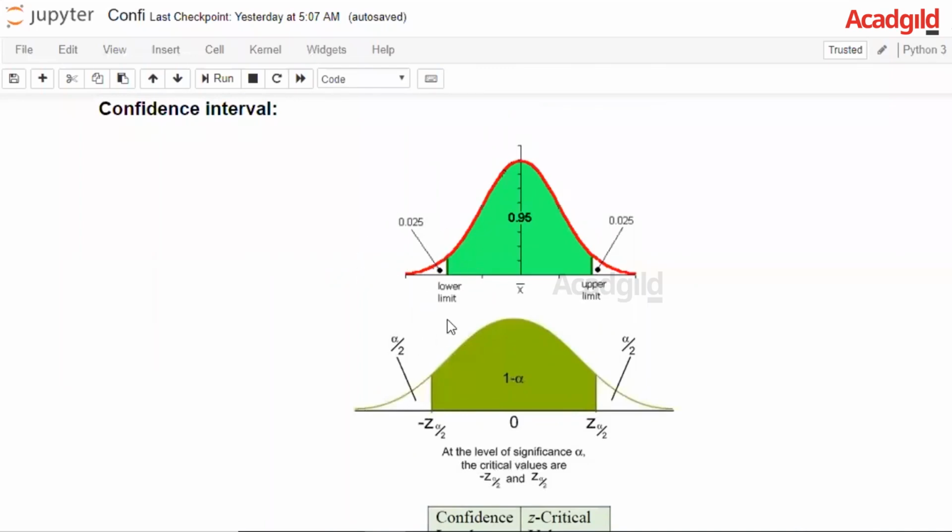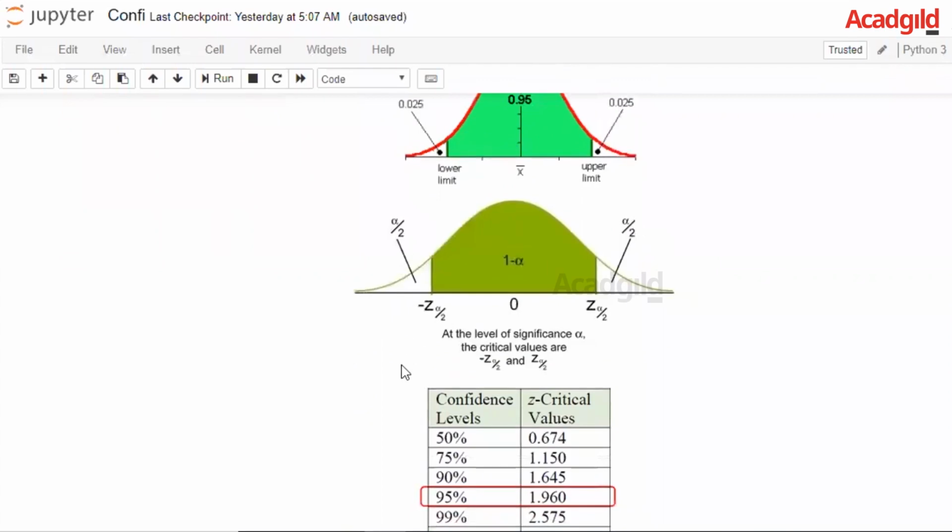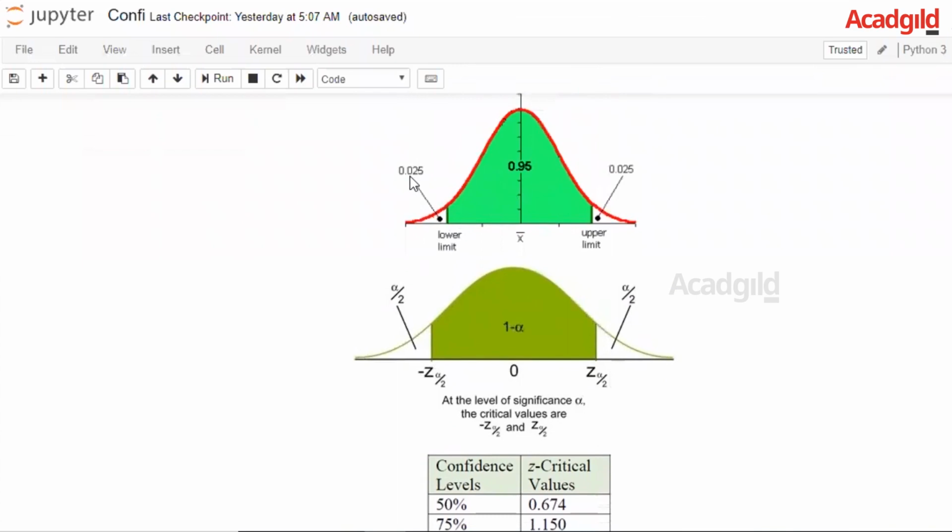Let's see how we can implement a confidence interval in our Jupyter notebook. A confidence interval has two limits, the lower limit and the upper limit, and it depends on the confidence level which you require. Here it shows as 95%, and since we are taking the lower and upper limit, the confidence level is also divided by 2. The significance level is denoted as alpha, and in our above example it is 0.025 for the lower limit and 0.025 for the upper limit.